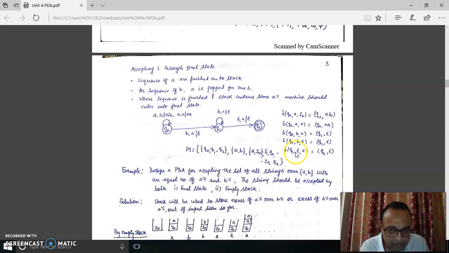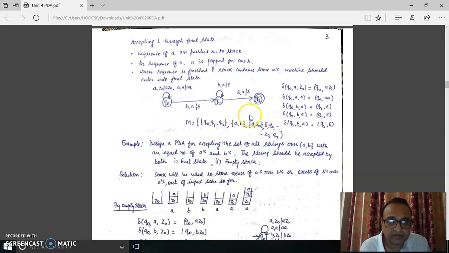Here we are in state Q1 and the string is exhausted. A is on the top of the stack, so we move to the final state, and we may pop this A or leave it as it is. There will be no issue, but finally we are moving to the final state. So that's all about this example, and we will continue with some more examples in the next video. Thank you very much.